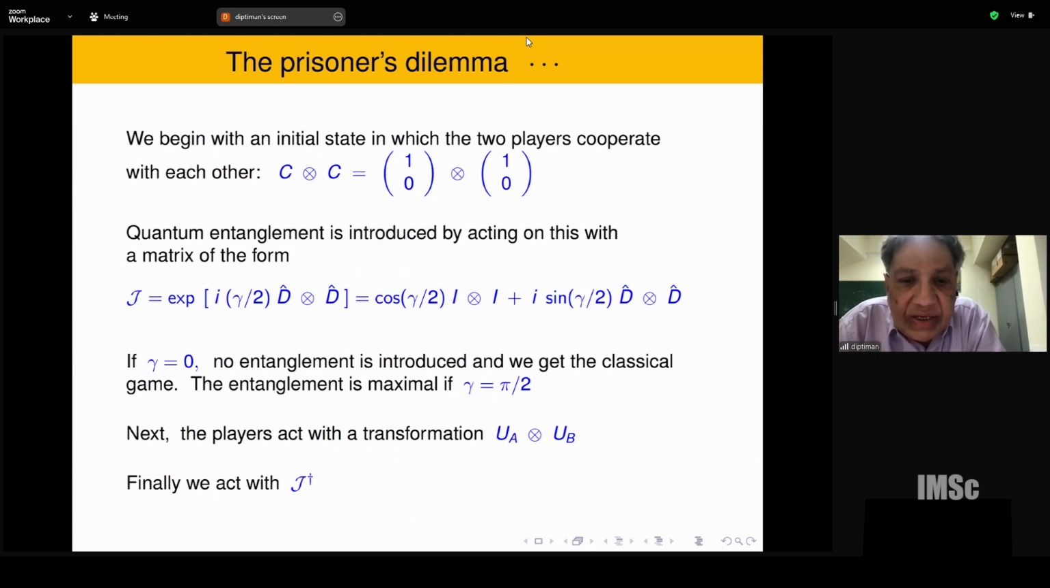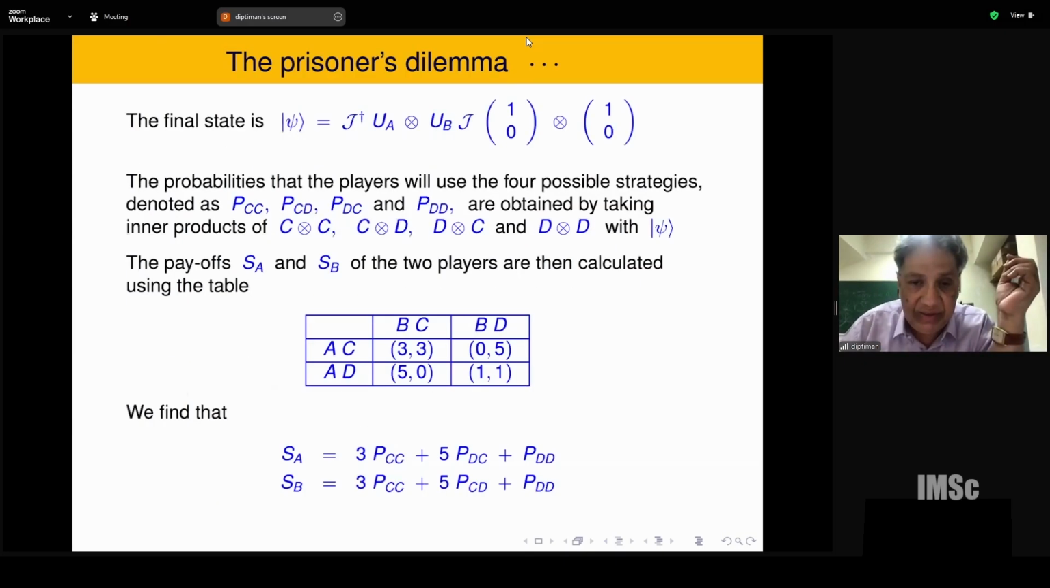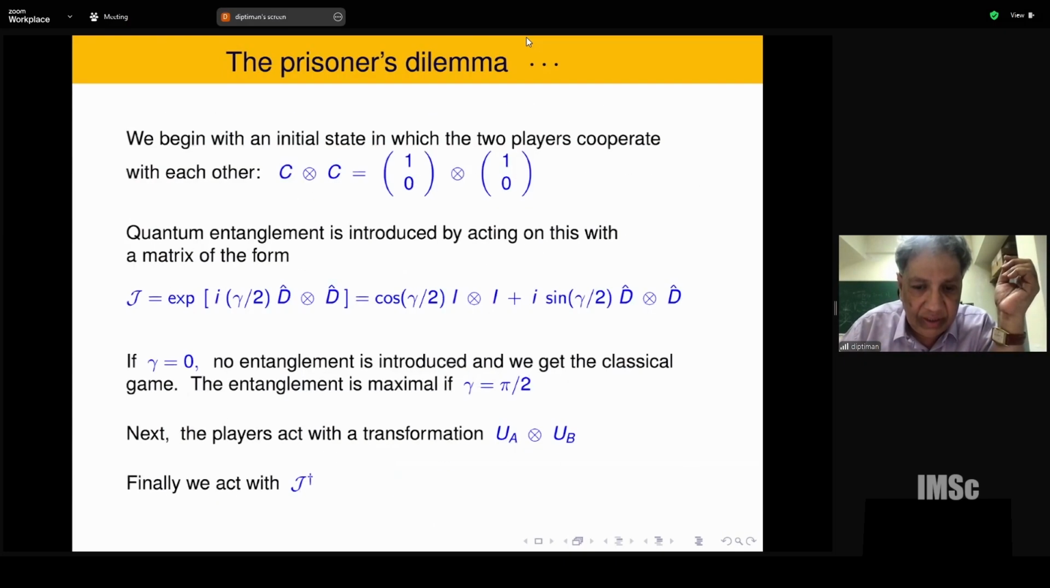But the point here is that they are acting independently with these matrices UA and UB, right? So the fact that they're acting independently is like saying that they don't consult each other, right? Each of them just chooses some unitary matrix and acts with that.